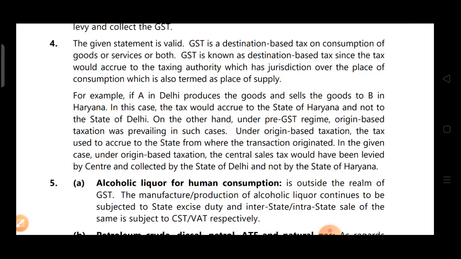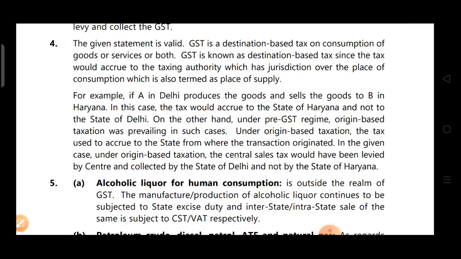For example, if A in Delhi produces the goods and sells the goods to B in Haryana, meaning goods are produced in Delhi and sold in Haryana, in this case the tax would accrue to the state of Haryana, because goods are actually consumed in Haryana. So tax would accrue to the state of Haryana and not to the state of Delhi.